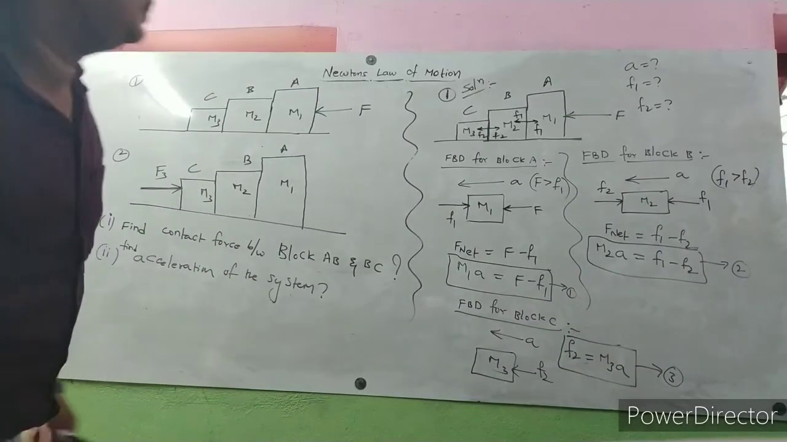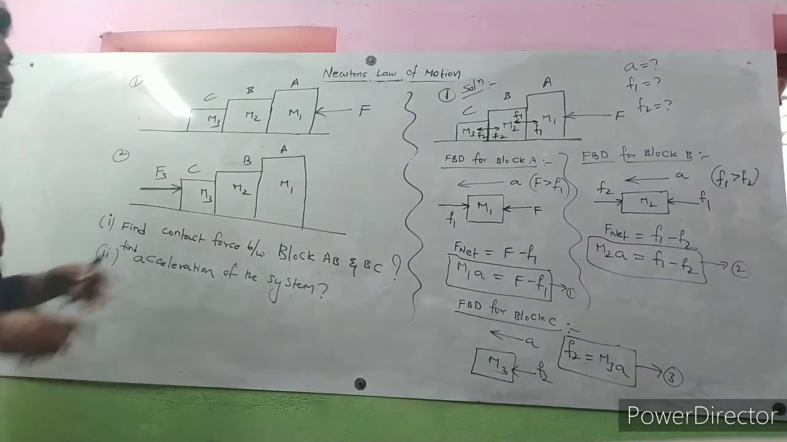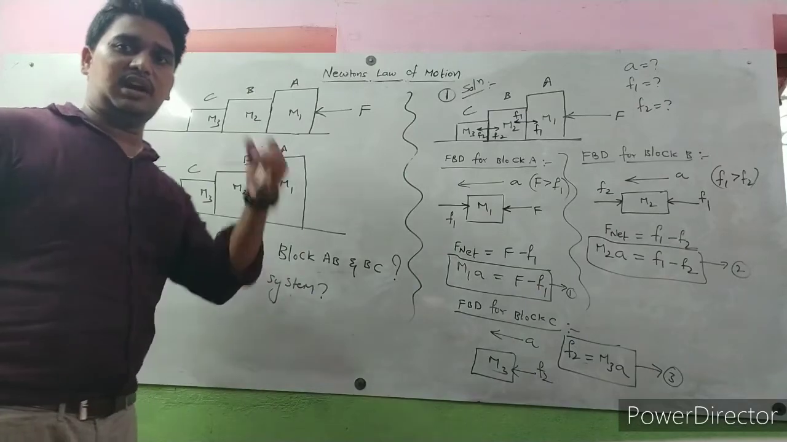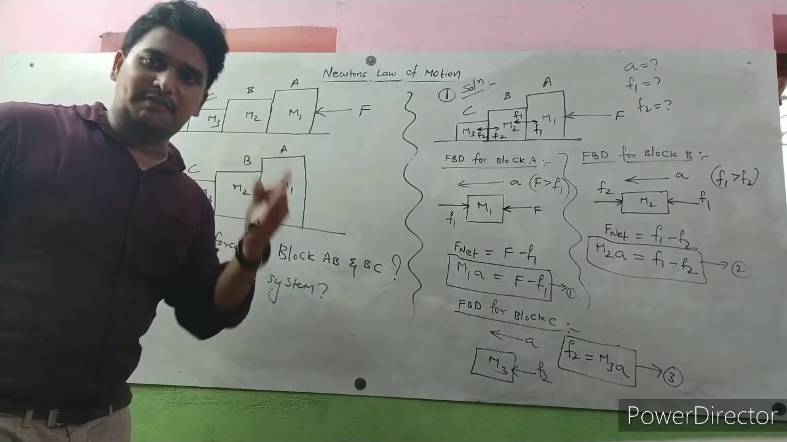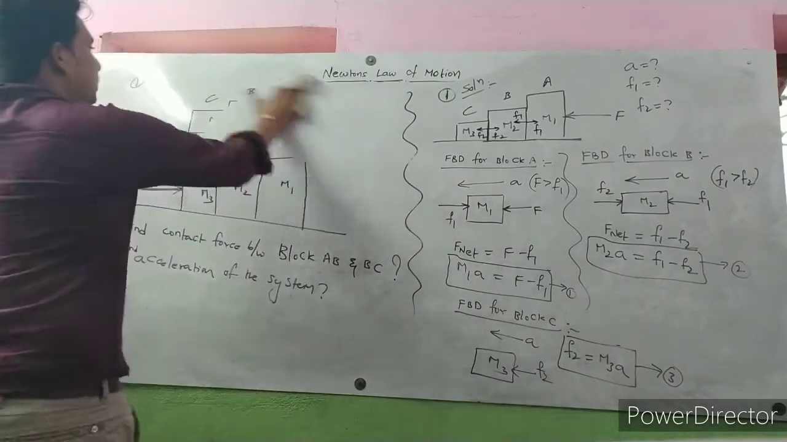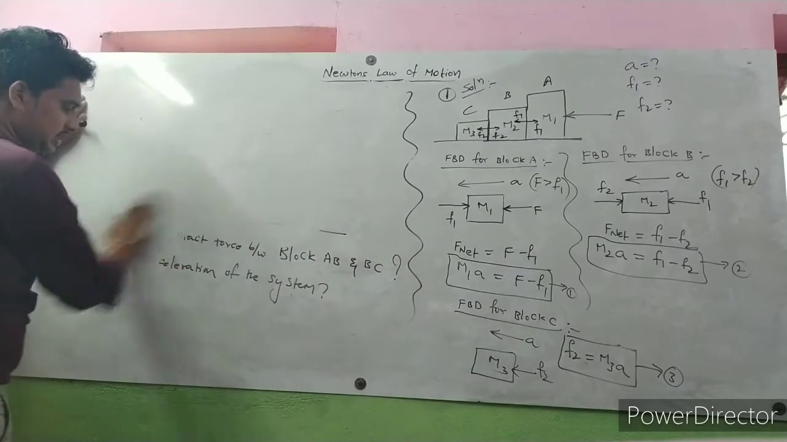Please note this down. We got 3 equations here: 1, 2, 3. By solving these 3 equations, we get F1, F2 and A.